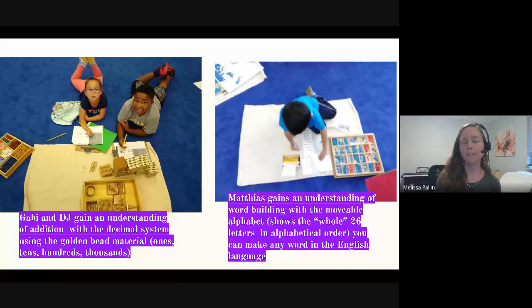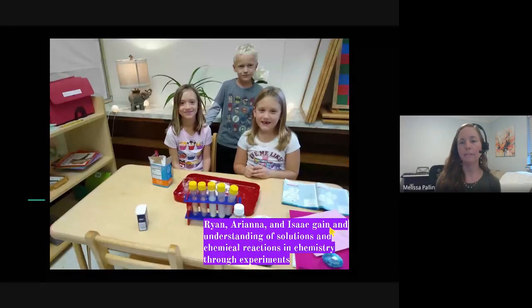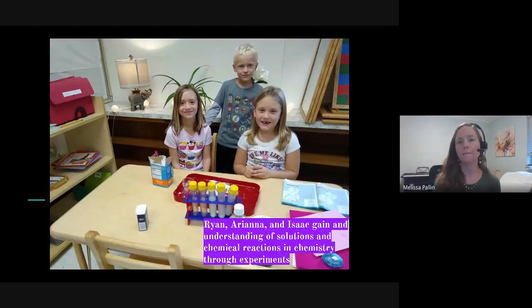We went on a nature scavenger hunt last week, and students were getting an understanding of spring through their senses in the outdoors. We also have our science, so our chemistry experiments. Students do hands-on work to understand all about atoms and molecules and combining and chemical reactions.